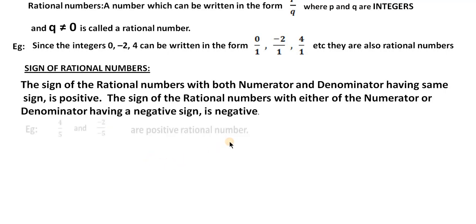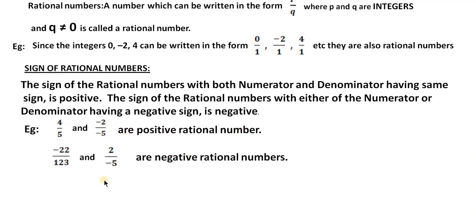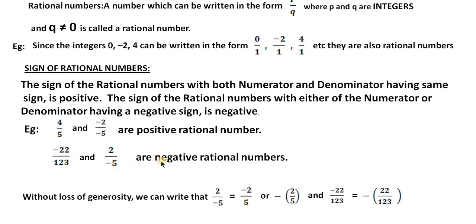So these are 4 by 5, both are positive, so these are positive rational numbers. Here also the numerator and denominator have negative signs, therefore it is also a positive rational number. But if you say these numbers, here the numerator has a negative sign and the denominator has a positive sign. So this is a negative rational number. Similarly, 2 by minus 5 is also negative because the denominator has a negative sign. So if either the numerator or denominator has a negative sign, it is a negative rational number.